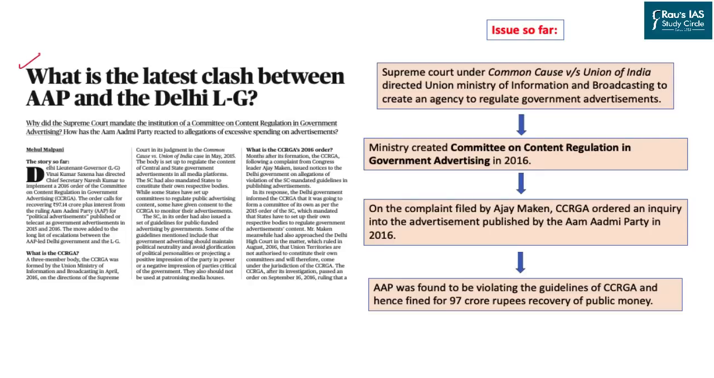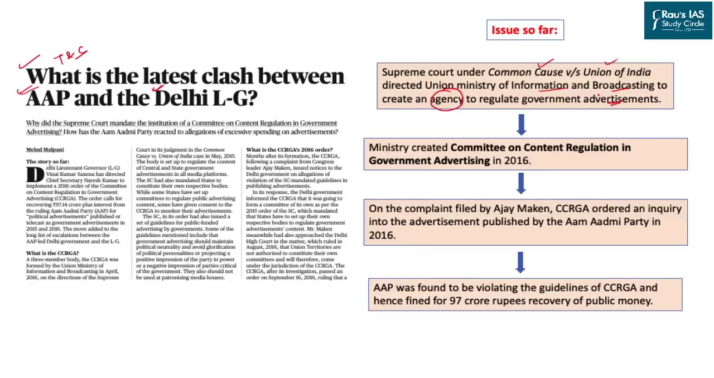This article of the Hindu newspaper appeared as a part of the text and context section and talks about the latest clash between the Aam Aadmi Party and the Lieutenant Governor in Delhi. The issue so far says that the Supreme Court in 2015-16 ordered the Union Ministry of Information and Broadcasting, under the case of Common Cause versus Union of India, to create an agency to regulate government advertisements.